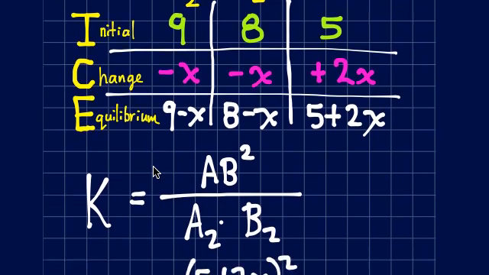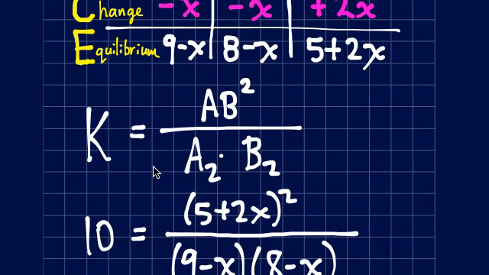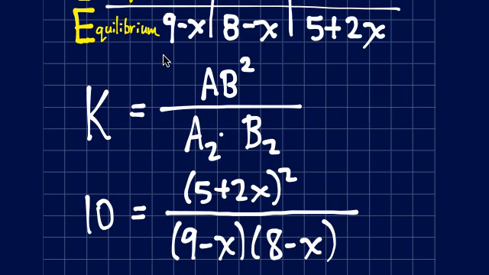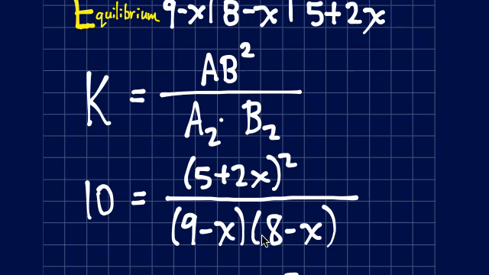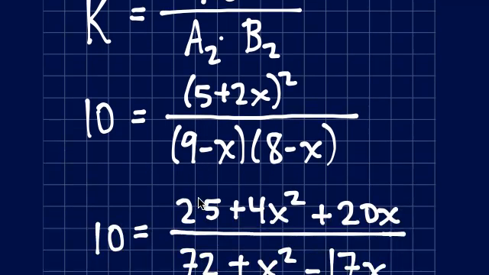So I have an expression from the law of mass action, or the definition of equilibrium constants. And then I have some numbers to plug in. This is 10, and I have all these relationships, but I still don't know what x is. Well, if I FOIL this, numerator and denominator, I get this.